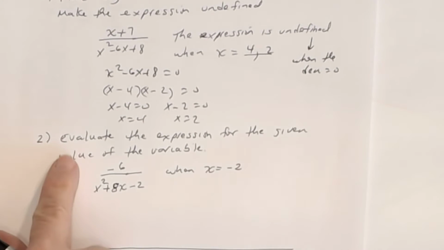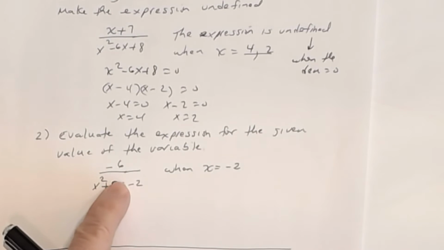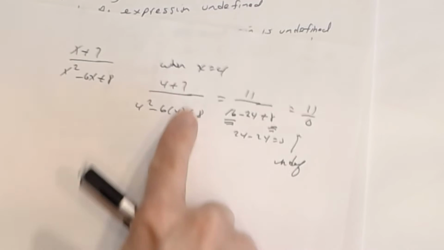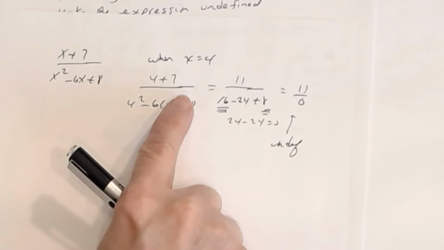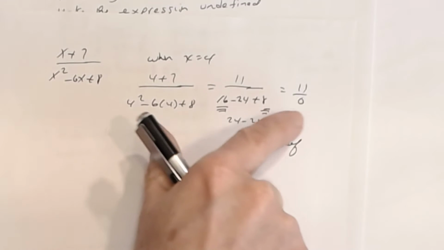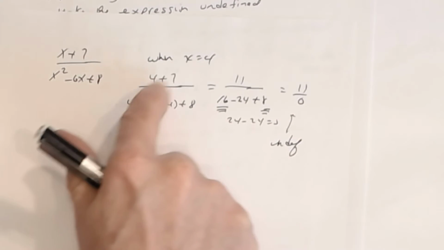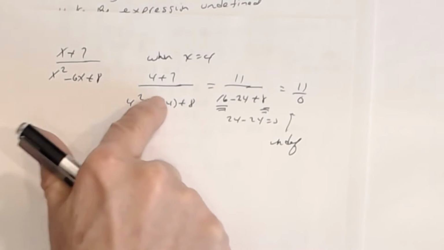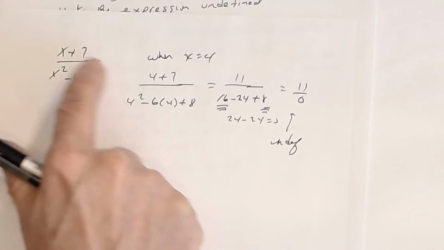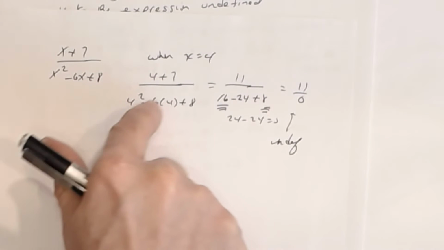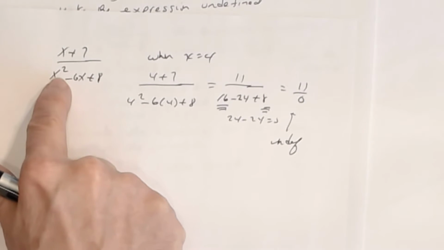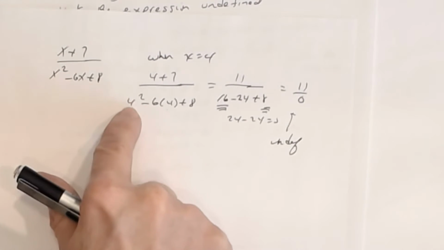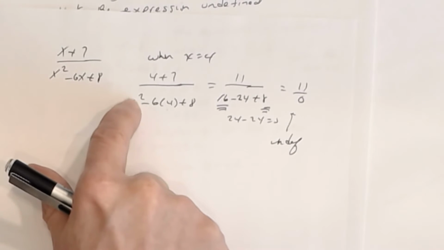So number 2, though, it says this: evaluate the expression for the given value of the variable. Well, see this right here? That's kind of like the same thing here. So when I showed you what the value of the denominator is when x is 4, all I did was wherever I saw the variable x, I substituted 4. And so the numerator, I got 4 plus 7, which is 11. And the denominator, wherever I saw the x, I substituted 4. And then I just went ahead and did the operation.